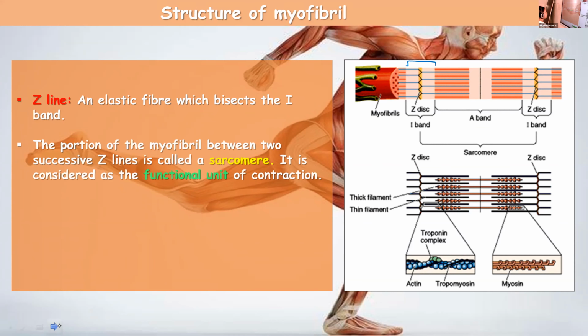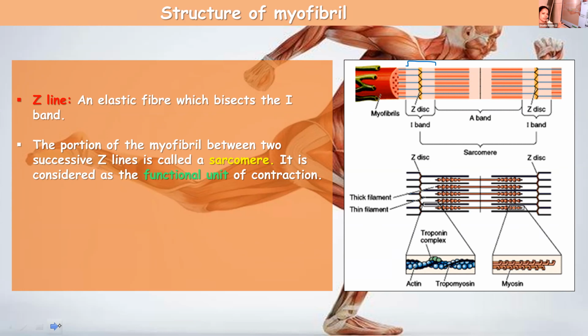The portion of the myofibril between two successive Z lines is known as a sarcomere. And that is considered the functional unit of contraction. A single functional unit of contraction is considered a sarcomere. You should not get confused between sarcomere, sarcoplasm and sarcolemma. We learned so many terms starting with sarcolemma, sarcoplasm. Then one more we learned, sarcoplasmic reticulum.